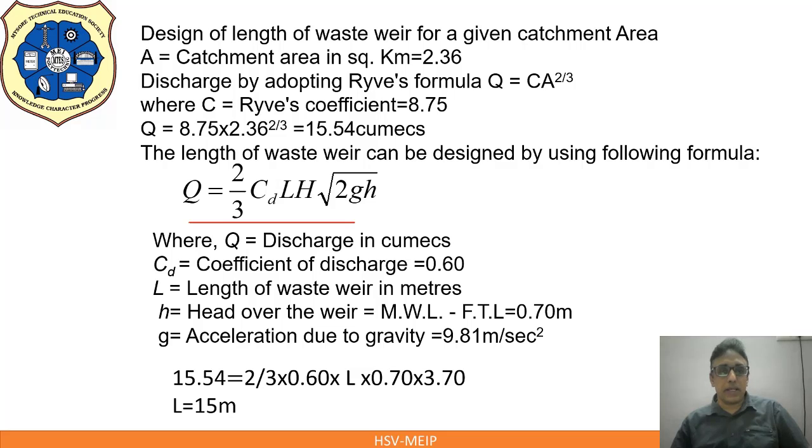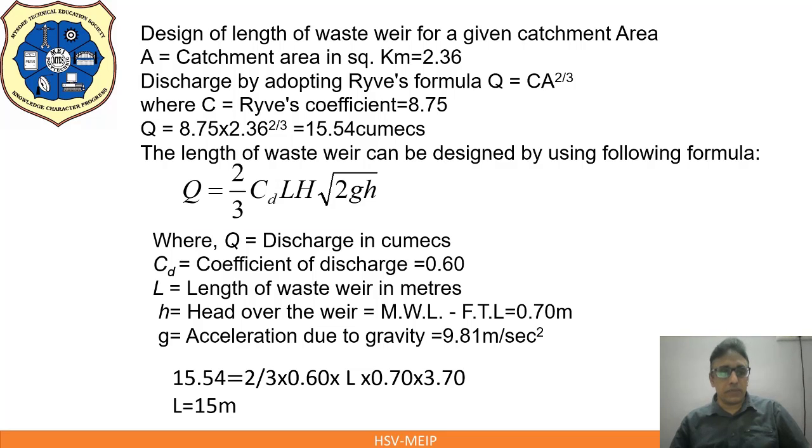Here the catchment area is given as 2.36 square kilometer. Discharge using Ryves formula, Q is equal to C A to the power of 2/3. Here C is given 8.75, area is 2.36. You substitute these values, you will get 15.54 cubic meter per second, cumecs, as the discharge.